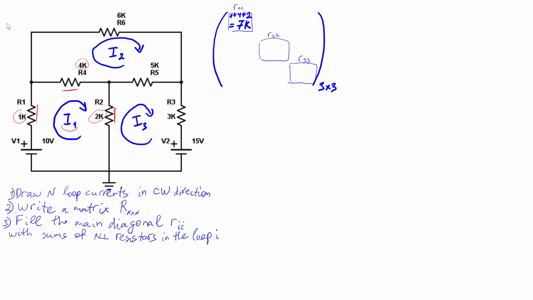Similarly, for the second loop, we have 5 kilo ohm, 4 kilo ohm, and 6 kilo ohm. So it's 5, 4, and 6, which will give us basically 15 kilo ohm. Loop number 3, so it's for R33, we have 2 kilo ohm, 5 kilo ohm, and 3 kilo ohm along the loop, which means it should have 7 plus 3, which is 10 kilo ohm. So we completed the main diagonal here.